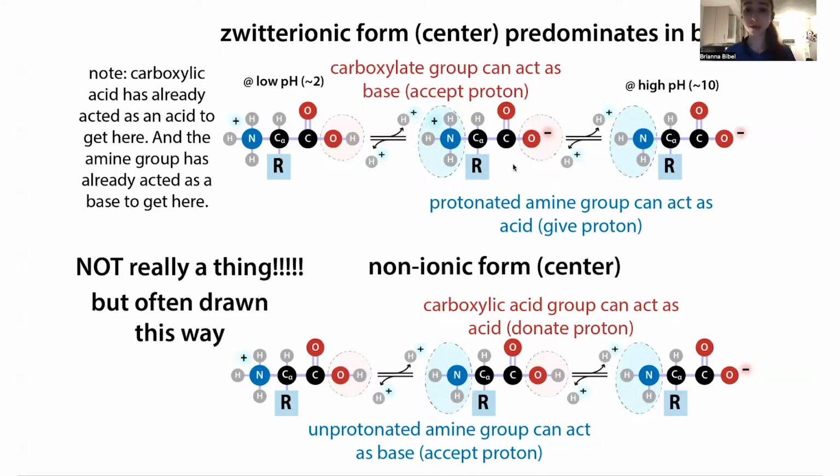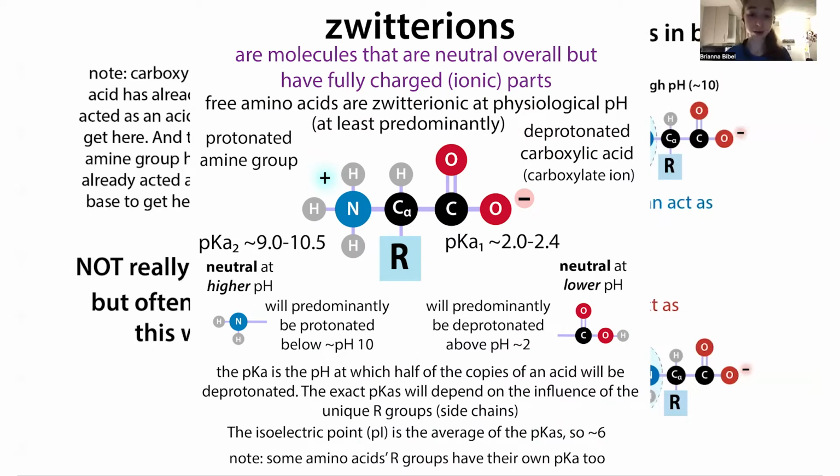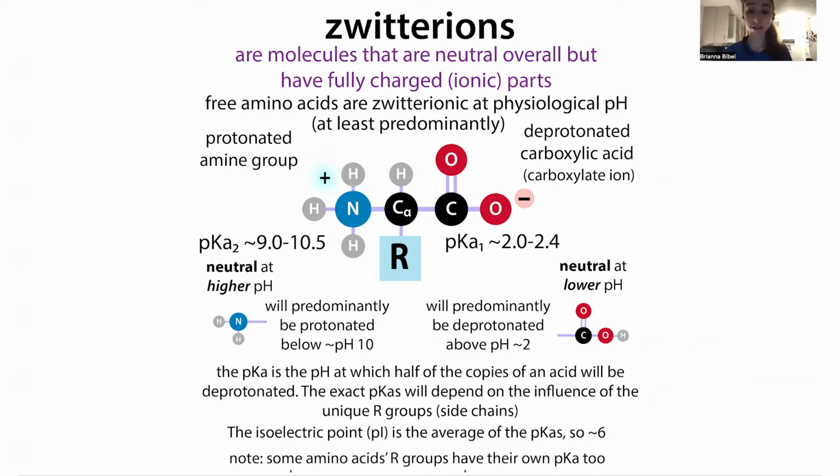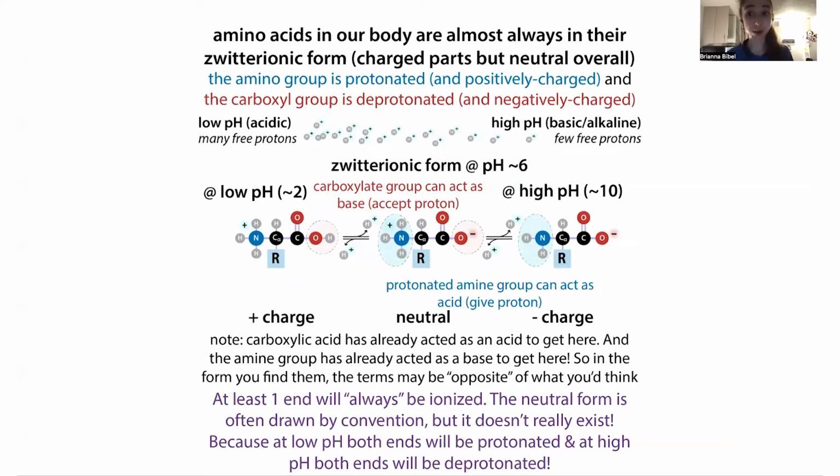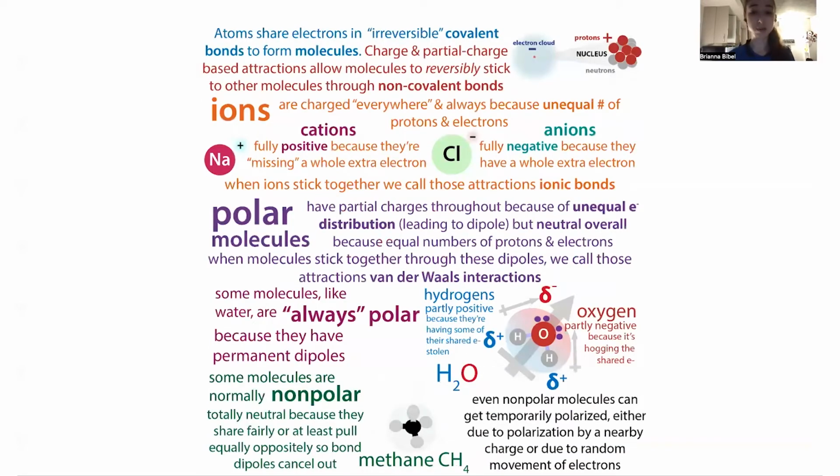Instead, what you typically see is what we call the zwitterionic form. A zwitterion is basically where you have a positive charge and a negative charge in the same molecule. And these make the molecule neutral overall, but you still have the positively and negatively charged parts. Now, don't confuse this with polarity. Zwitterions are polar, but not all polar compounds are zwitterionic. Zwitterionic specifically refers to having fully charged parts, whereas with polarity, you can have partially charged parts, like we see with water.